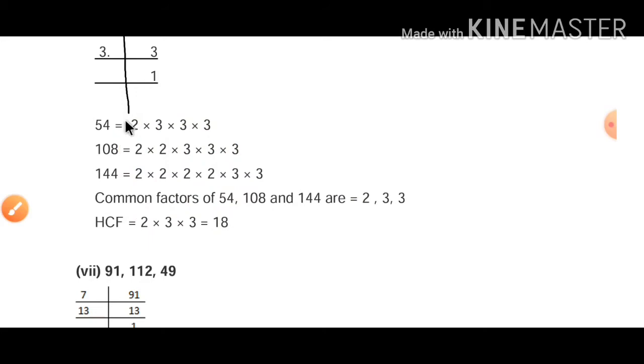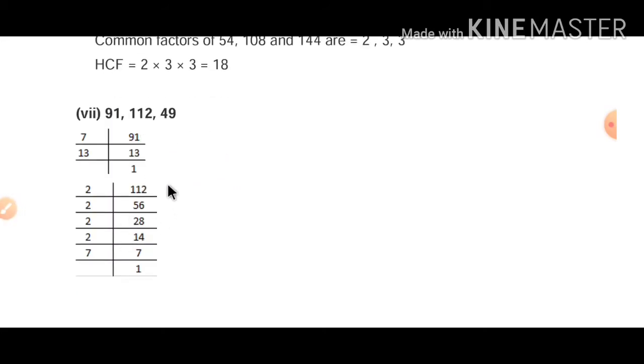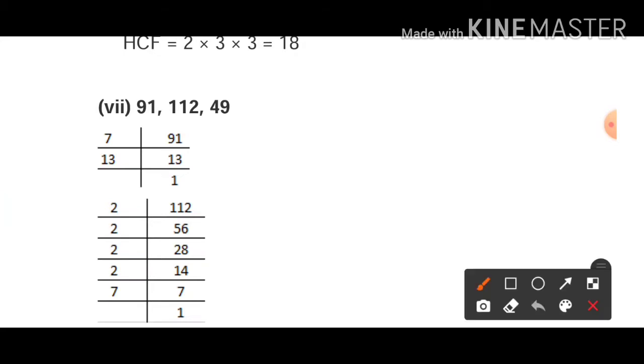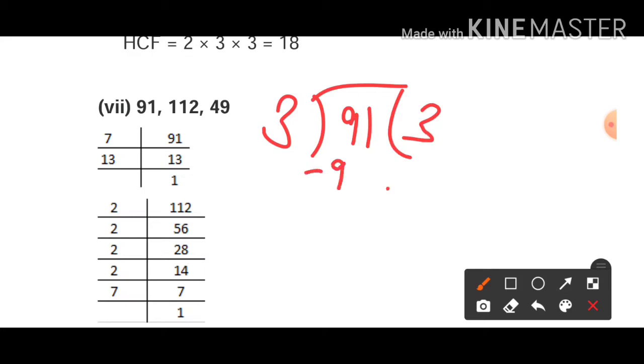Now 7th one, 91, 112, 49. Now you can see that 91 is an odd number, so it is not divisible by 2. You can check by 3 also. If you divide it by 3, 3 3s are 9. Here 1 is left, it means it is not divisible by 3. So check it by 4. Again till 6, it is not divisible, so it is divisible by 7.